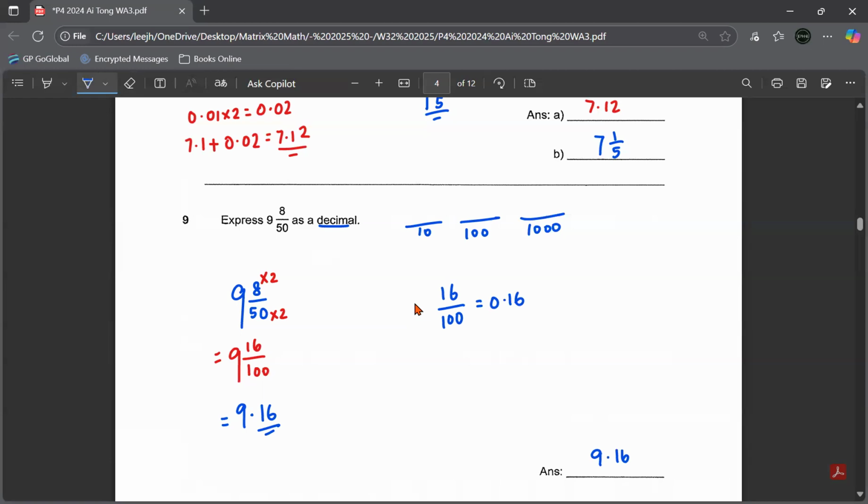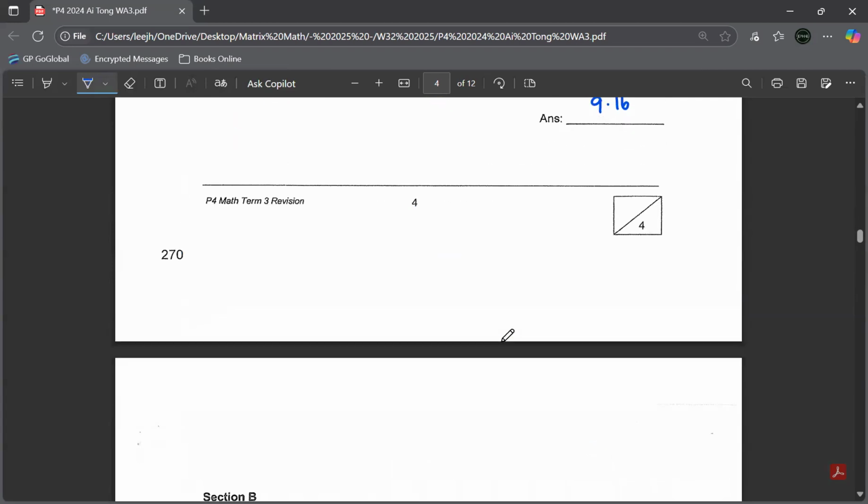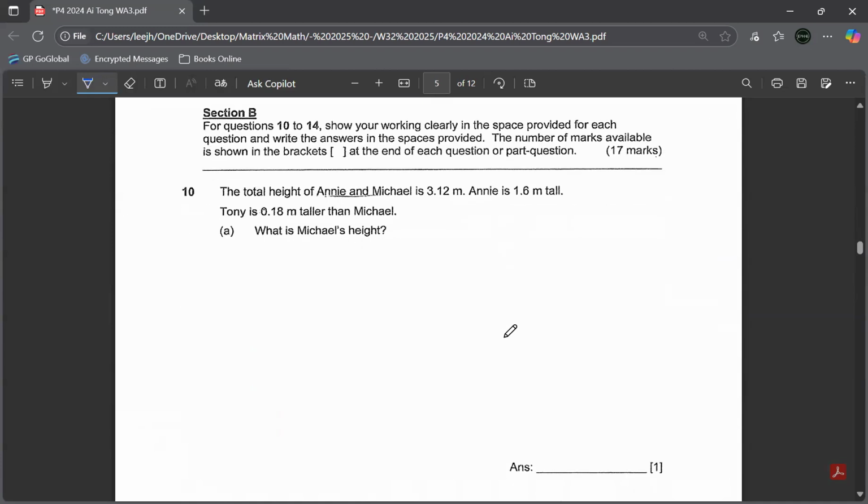Okay. Next one, question 10. Oh, question 10 is section B. Okay. Question 10. The total height of Annie and Michael is 3.12 meter. Annie is 1.6 meter tall. Tony is 0.18 meter taller than Michael. What is Michael's height? So we do A first.